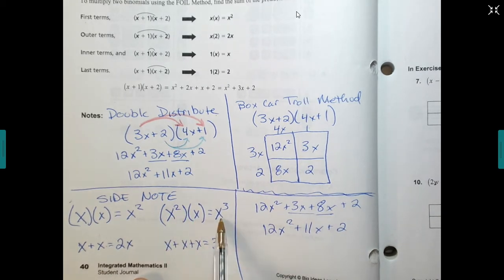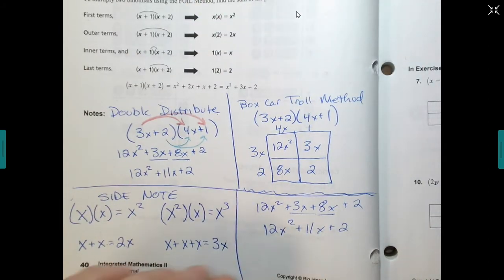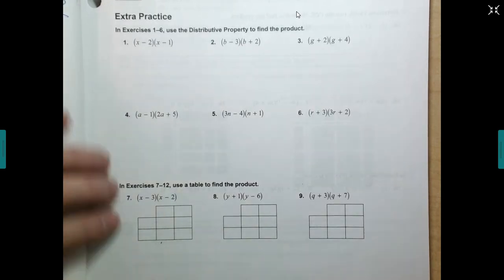X squared times x is x to the third. X plus x plus x is 3x. So just have that side note there. Make sure you get it. So part of your homework is to show this page in notes. And the other part of the homework is to do these ones.